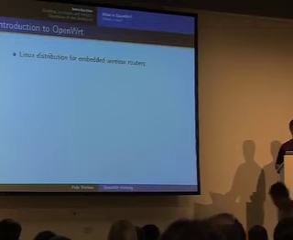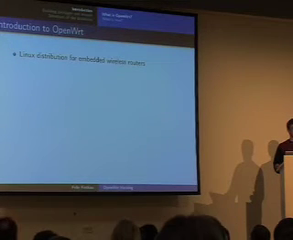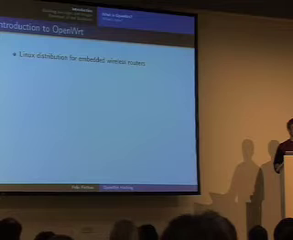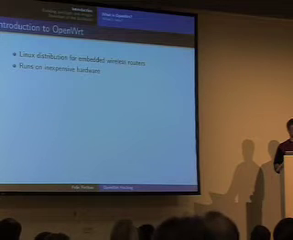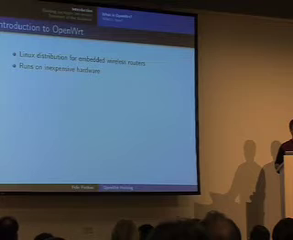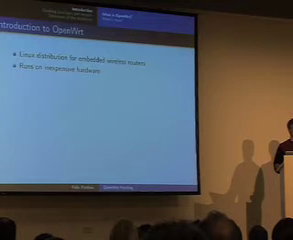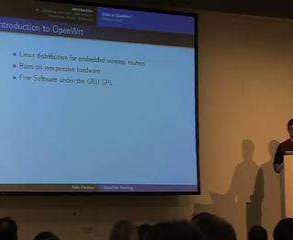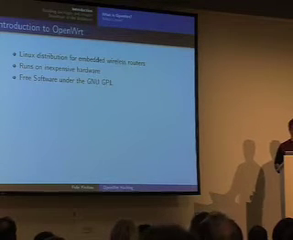Let's start with what OpenWRT is. It is a Linux distribution for embedded wireless routers, and it is designed to run on inexpensive hardware. So it can live with the space and RAM constraints of the average wireless router that you can buy on the market today. And of course, it is free software under the terms of the GNU General Public License.